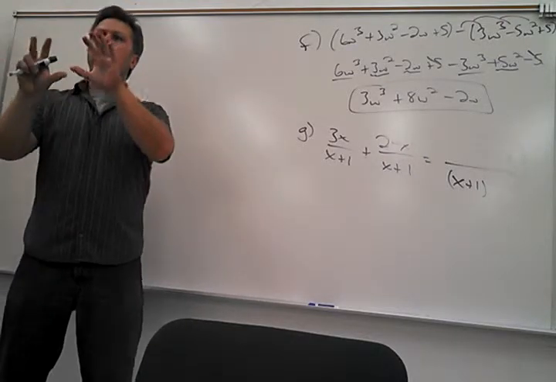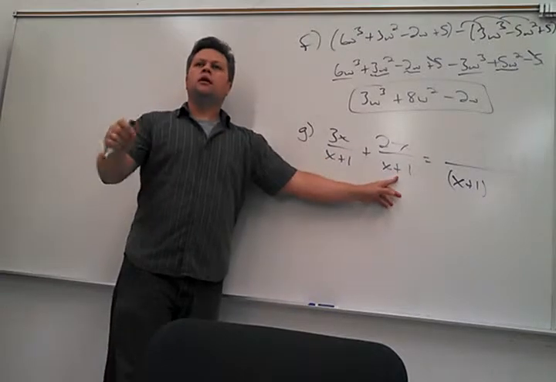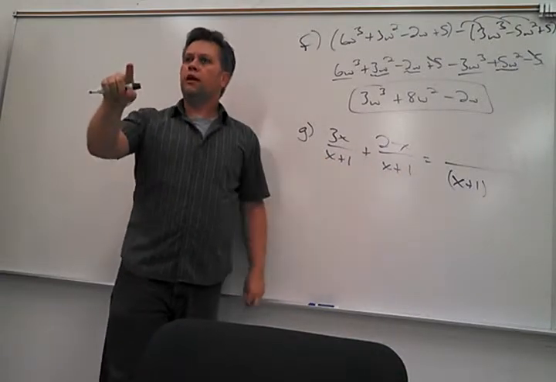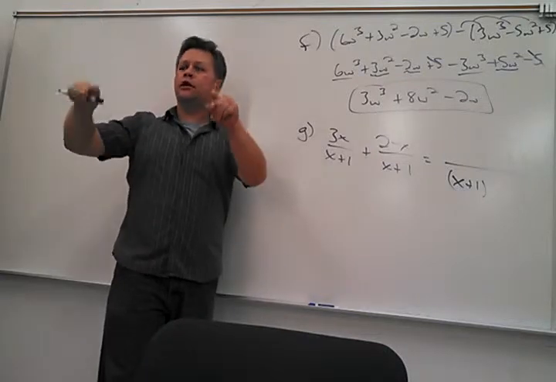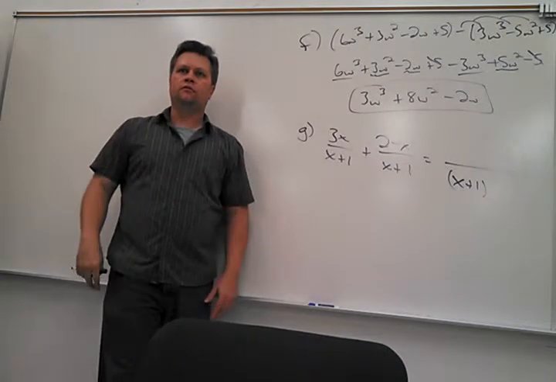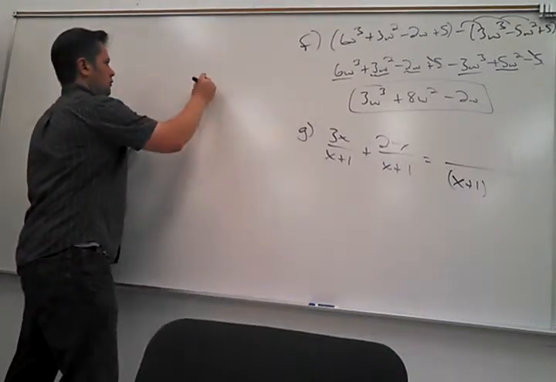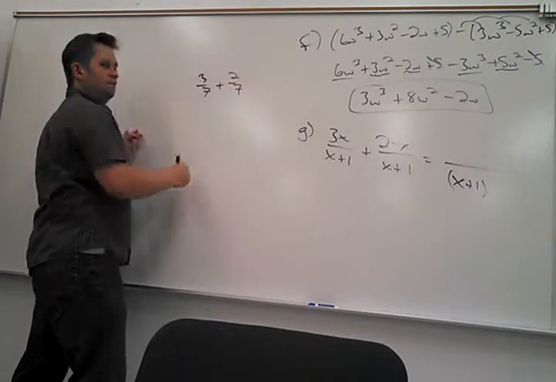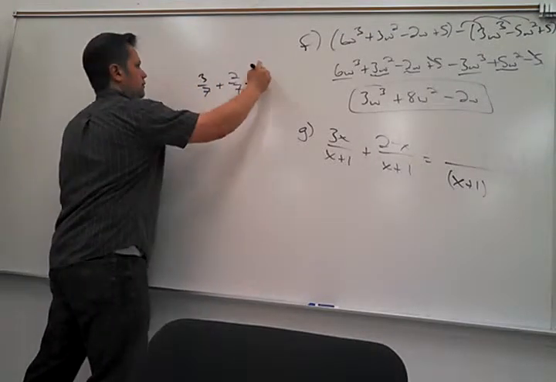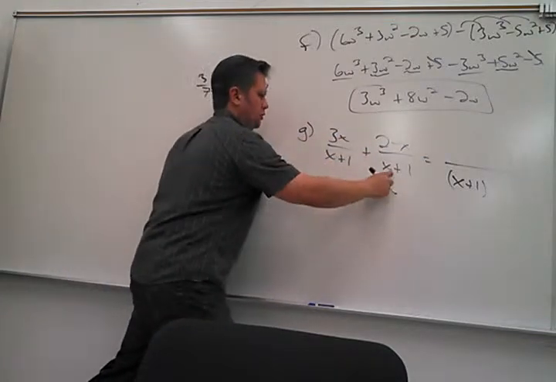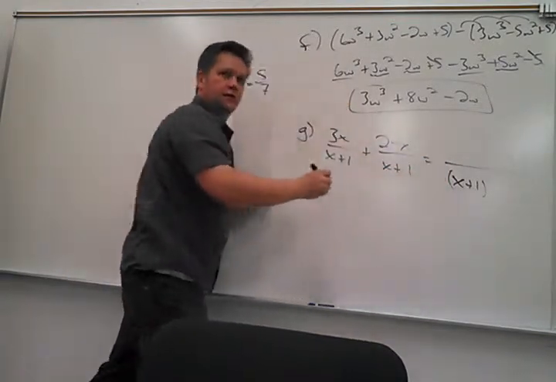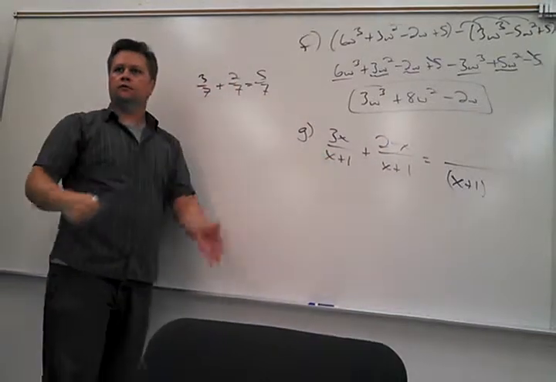The thing I'm trying to tell you here is variables are numbers. They are numbers I don't know yet. But they have to act exactly the same way as any other number because that's all they are. So whatever I would do with 3 over 7 plus 2 over 7, that of course would be 5 over 7, I've got to do the same thing with this. Like terms on the bottom, so it's just that. And on the top, I just add those together.